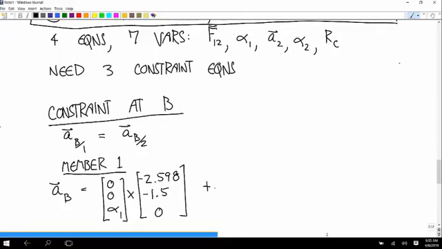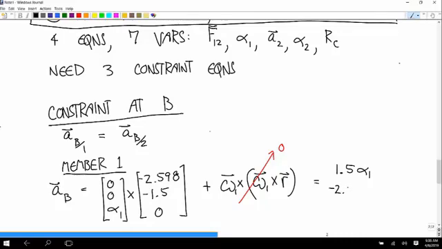And then for circular motion, we add on this stuff. But we were given in this problem that it's at rest at this instant, so that goes away. So this is all we have to worry about. So we have, for the x component, 1.5 alpha 1. For the y component, negative 2.598 alpha 1, and 0 z component.